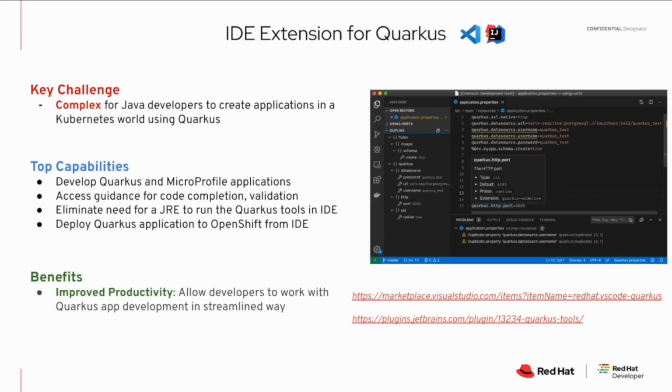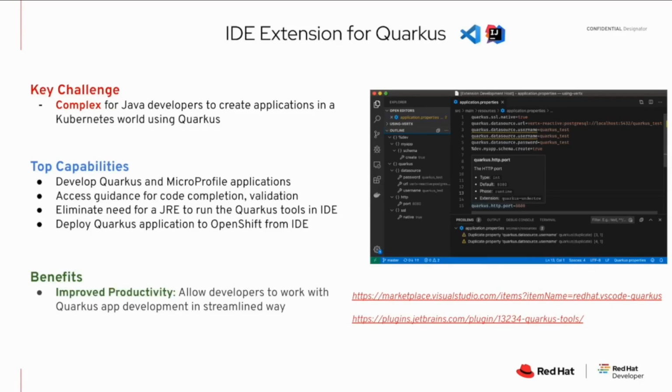There are some toolings that would be required to make it easy. That's what we have done with our IDE extension. We want to help you develop these applications, give you complete guidance in terms of code completion and everything, and eliminate the need to run a GRE to basically use the Quarkus tools in your IDE. So you can very quickly not only create these Quarkus applications, you can just deploy them directly to an existing OpenShift environment from your IDE.